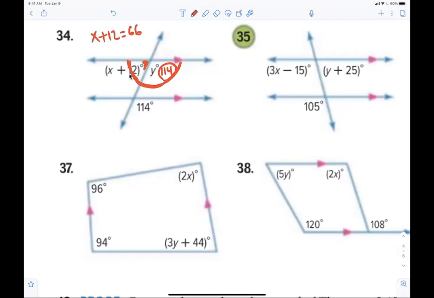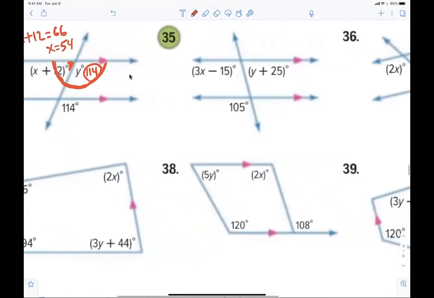All right. And then from there, x equals what? 54. All right. Is everybody okay with that? x equals 54. Any issues or concerns? All right. So what's true about 105 and this angle right there, guys? They're congruent, right? Everybody okay with that? So 3x minus 15 equals 105. So 3x equals 120. So x equals 40.